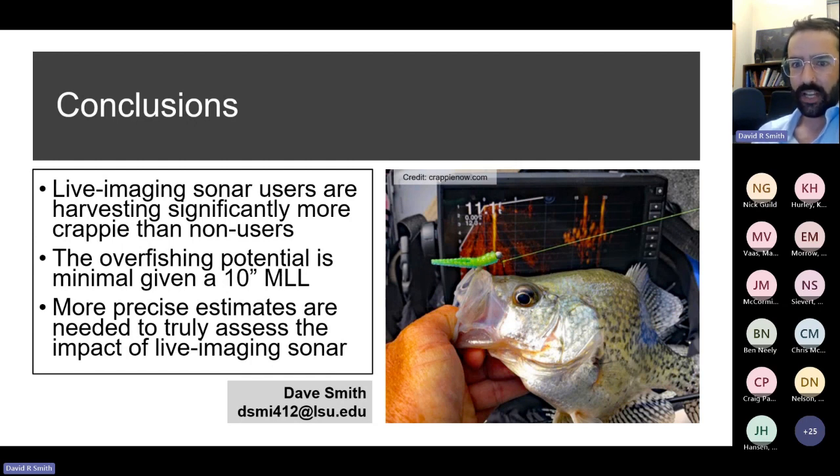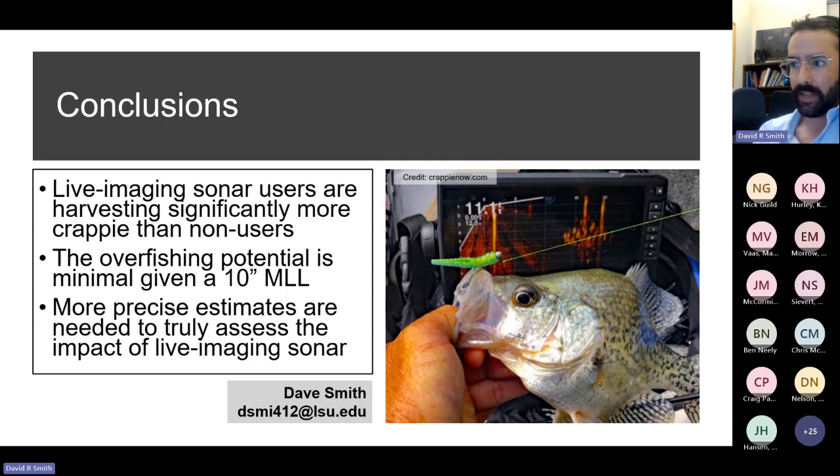In Texas, the bass anglers and the crappie anglers are the ones using live imaging sonar. Bass anglers have adopted it at rates that are not as high as the crappie anglers, but still pretty high. On some reservoirs, it's over a majority of it. Bass anglers are using the technology, and I think some folks at Texas Parks and Wildlife are really interested in looking at some of those responses as well.